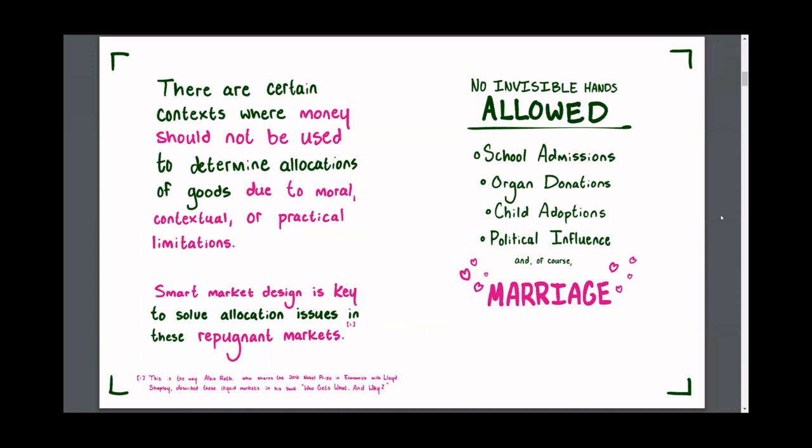This is due to any concoction of different limitations, whether they be moral, contextual, or practical. And so in these places, we need to worry about market design: the way that we can take money out of the equation, but still do good allocations of resources. Some of these are things like school admissions, organ donations, like I should not be able to sell my kidney for $800 because there are some implications to that sort of system. Political influence, which is why in this class we've talked a lot about voting systems, and of course, marriage. All of these, the algorithm that we're going to be talking about today, is one form of market design in order to create smart markets in these cases.